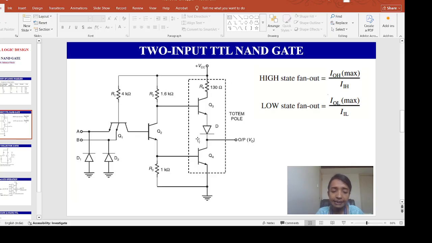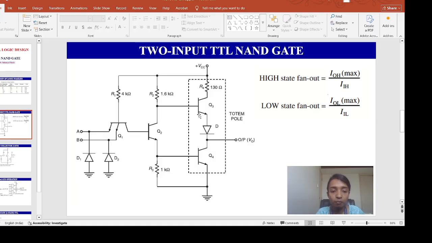Also, when my output is high, Q3 acts as an emitter follower, and we know for an emitter follower circuit the output impedance is low. So this low output impedance provides a small time constant for charging up any capacitive load in the output, and this action is commonly referred to as active pull-up, and it provides very fast rise time in waveforms at the TTL output. Okay, but there are some disadvantages of this totem pole arrangement also.